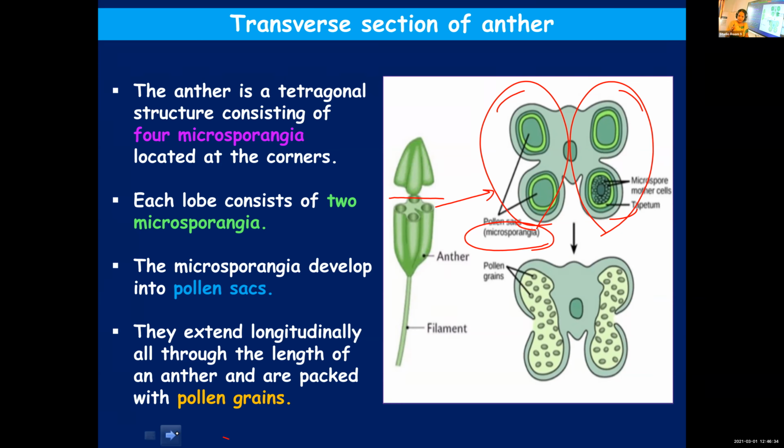So inside the anther, microsporangia will develop into pollen sacs. Inside the pollen sac, pollen grains are formed. And these microsporangia will be extending longitudinally along the length of the anther, and they'll be filled with pollen grains.